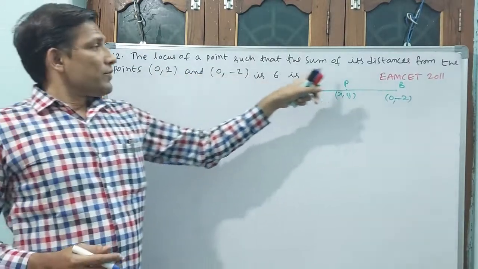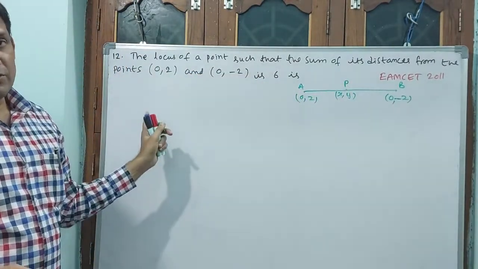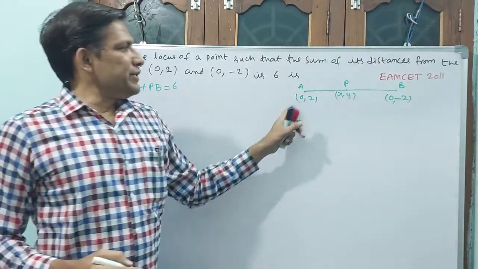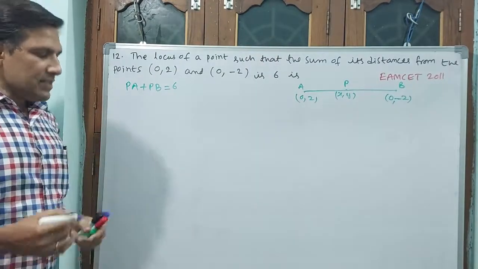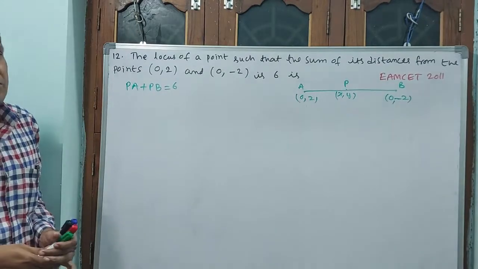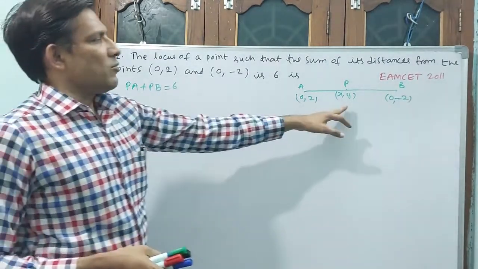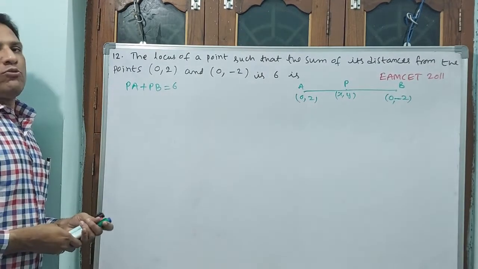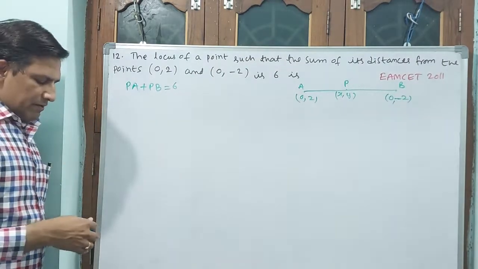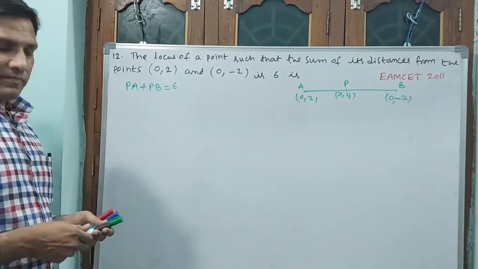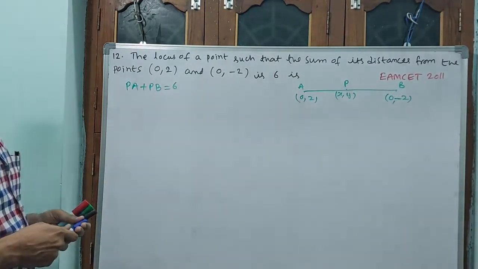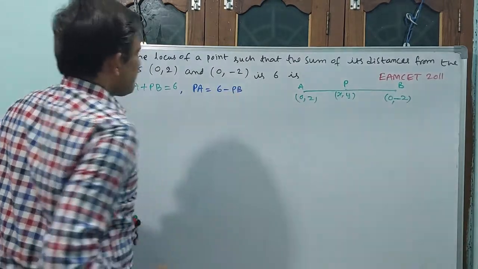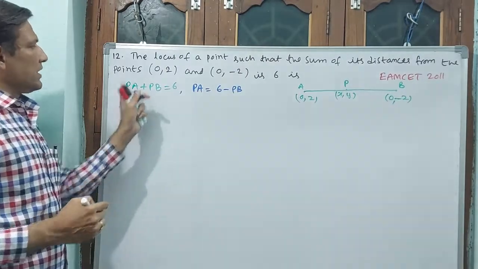What they have asked is that the sum of the distances from those points is 6. Sum of the distance means PA plus PB is equal to 6. So what is the locus? P is x, y, not a number they have given. Naturally, x minus 0 whole square, that in the distance formula will come. See here what we have to do. PA will be in square root form, so we can avoid the square root by squaring. I am writing PA is equal to 6 minus PB. I have sent PB to that side.